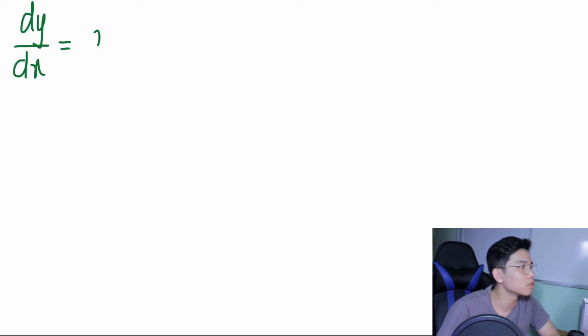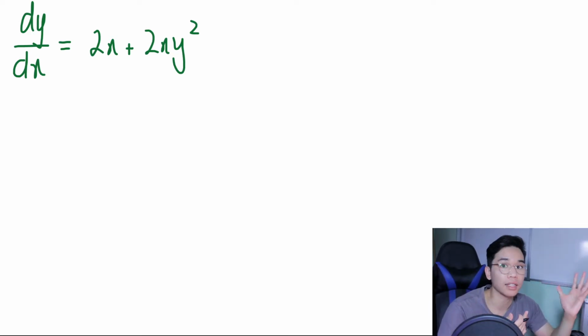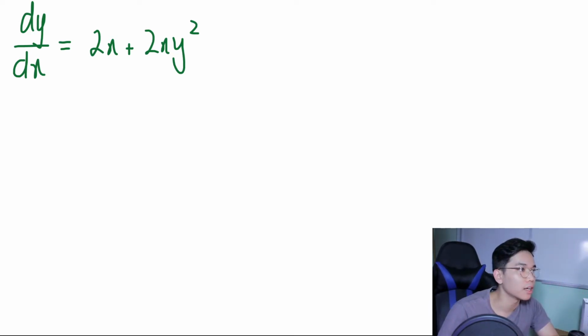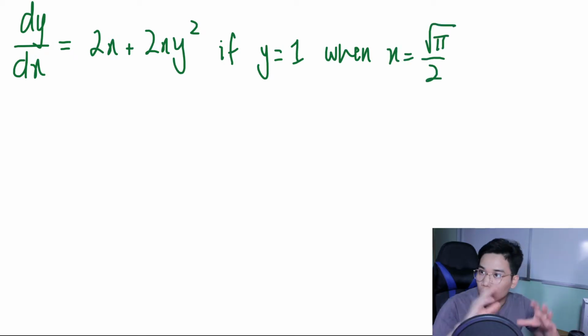dy on dx is 2x plus 2xy squared, and we need to solve this differential equation. Now, this is a differential equation because it contains a derivative term, and they give us some conditions as well, which I'll just quickly get down. So they tell us y equals 1 when x equals square root pi on 2. So all of this information will help us solve for the final answer.